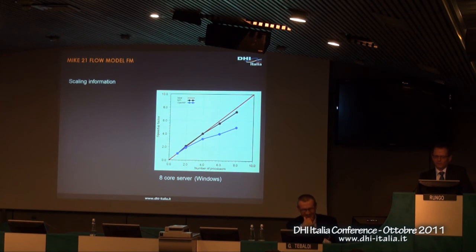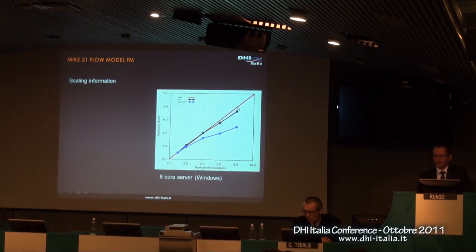So this is the speed up you can get. The red line here is the ideal line. So 4 times as many processes means 4 times as fast, and you can see that it's declining a little bit here. But with the distributed memory, it is much closer to the ideal line.